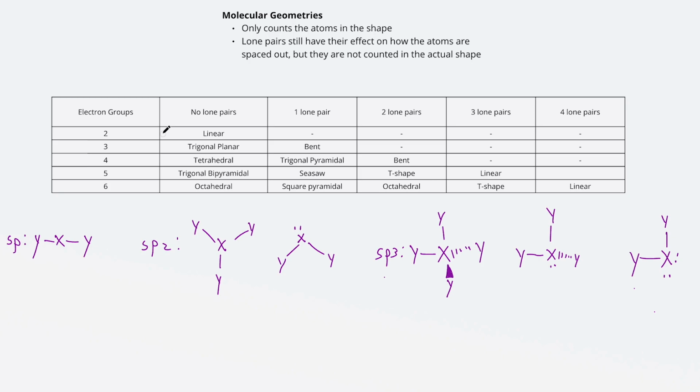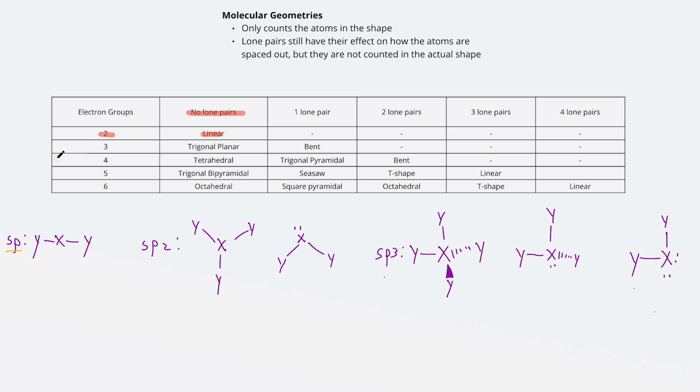So for all of these geometries, we're only looking at the shape that forms by looking at the bonded atoms. You'll notice that in this chart, when you have no lone pairs, all of the geometries are exactly the same as the electron geometries, because then you're just counting all of the electron groups, which is exactly what we did for the electron geometry. First, let's look at 2 electron groups, which we already know is sp hybridized. When there are no lone pairs, we end up linear, just like the electron geometry.